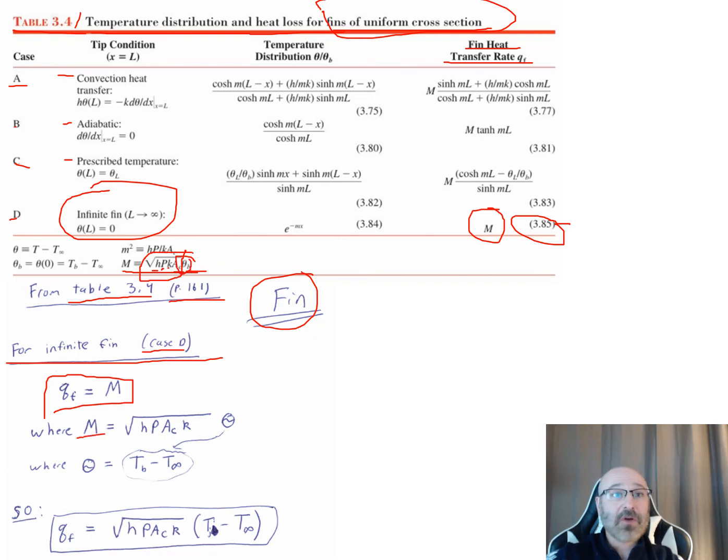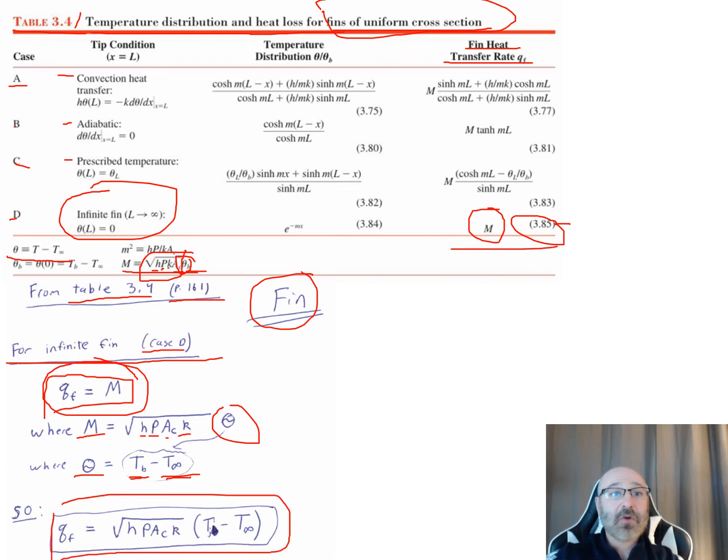M is equal to the square root of h times P times A sub C times k times our theta term, where theta is given by this relationship here, T minus T infinity. So theta is equal to T sub B minus T infinity for our case, the temperature of the base and the surroundings. We plug that back into the relationship Q sub F is equal to M from equation 3.85. We have that Q sub F is now equal to the square root of h times P times A sub C times k times T sub J minus T infinity.